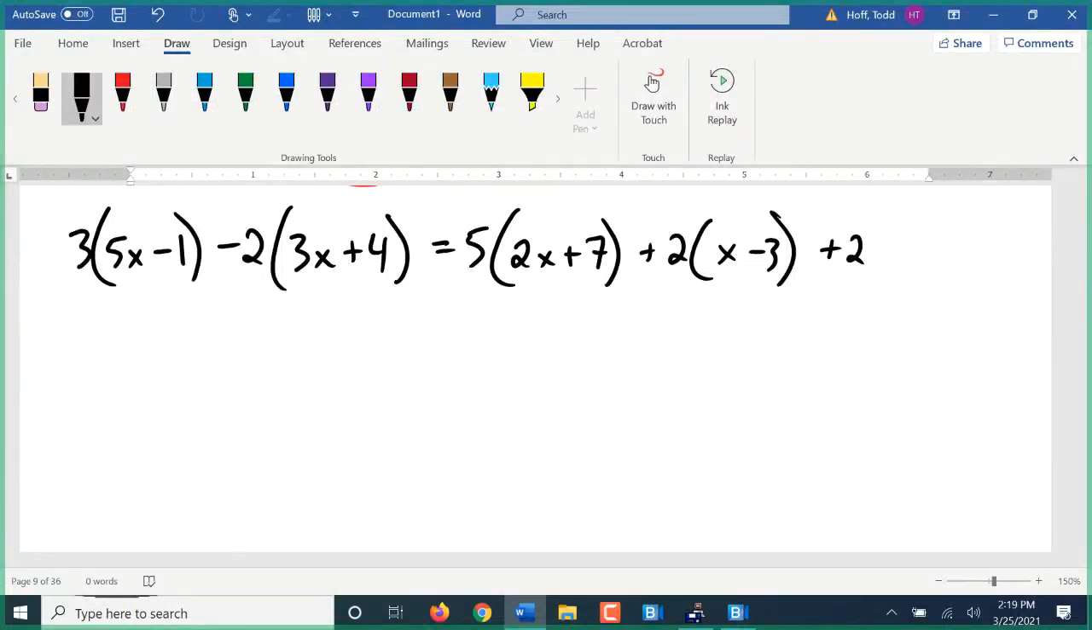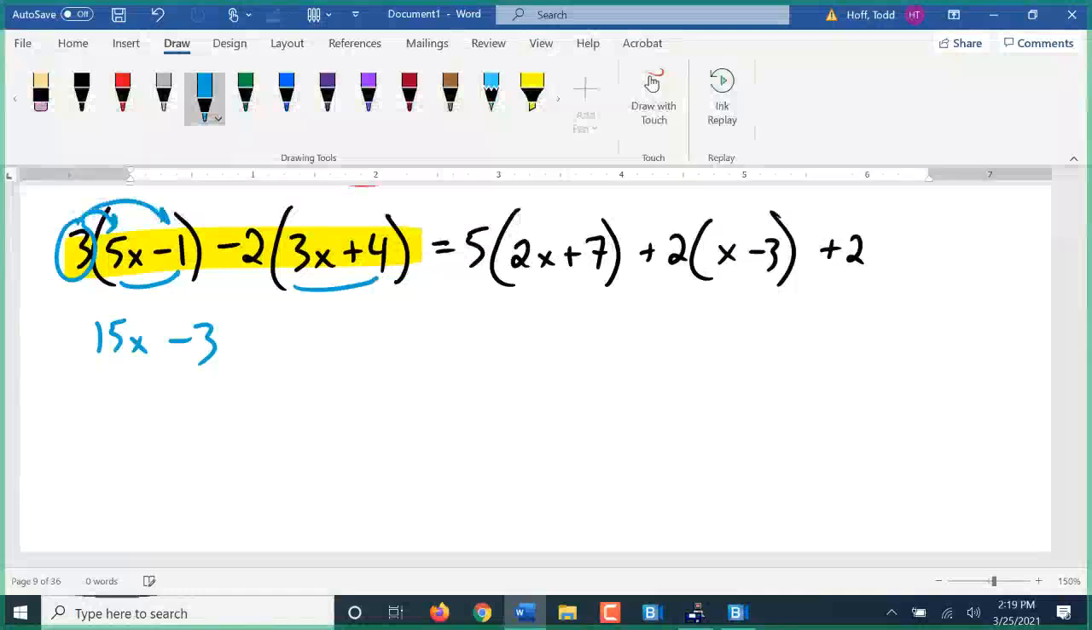First step is always combine everything we can on each side. Let's start on the left side. First set of parentheses, there's nothing to combine there, so we're going to multiply by the 3. 3 times 5x is 15x, and 3 times negative 1 is a negative 3.